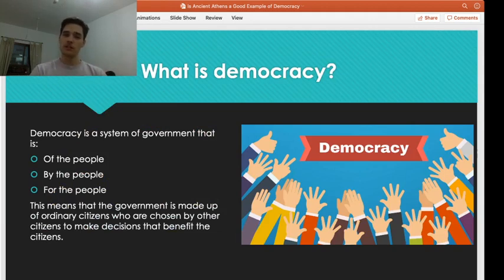So what we have to do first is look at what a democracy is on this slide. Three things really. Democracy is power to the people, right? So it's of the people, by the people, for the people. It means that the government is made of citizens who are chosen by the citizens, and they make rules that benefit the citizens. So this government is citizens, elected or chosen by the people, and they make laws for the benefit of the people who voted them in. That's what a democracy should be.